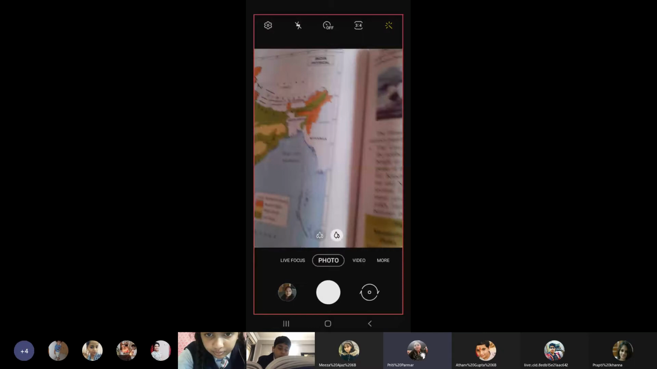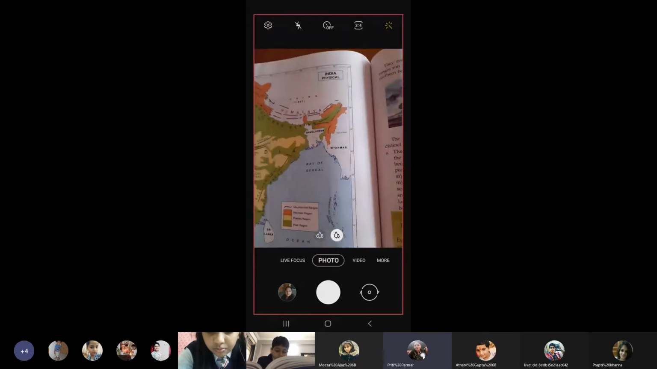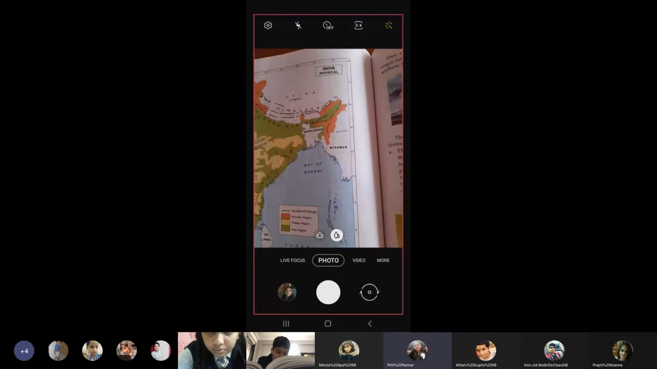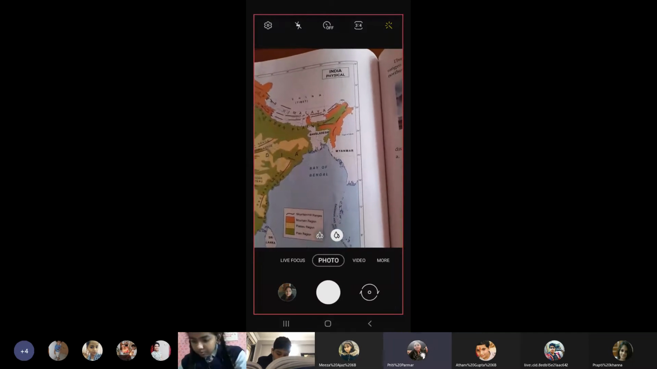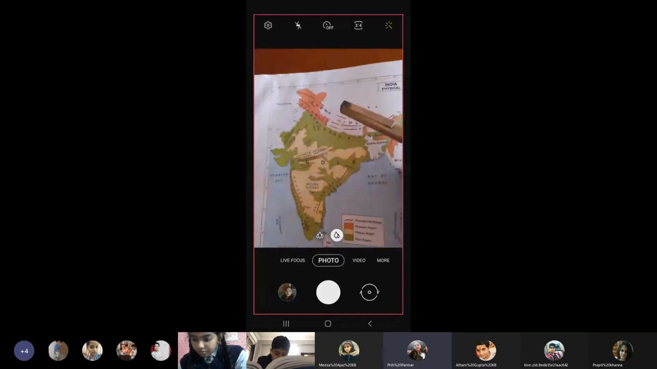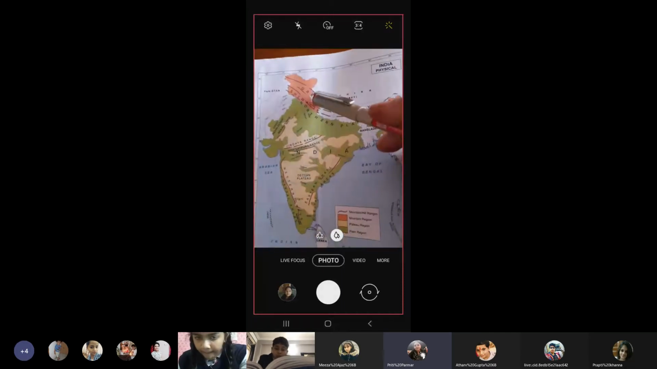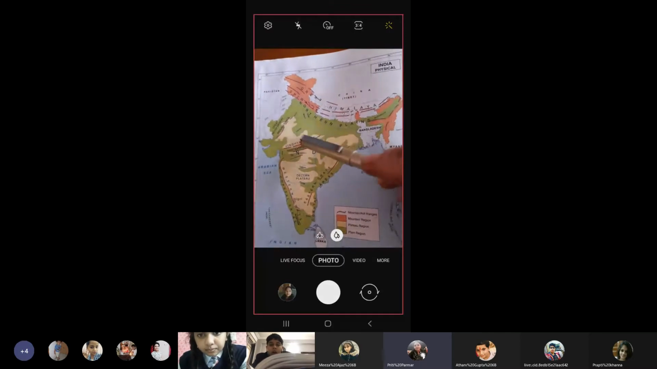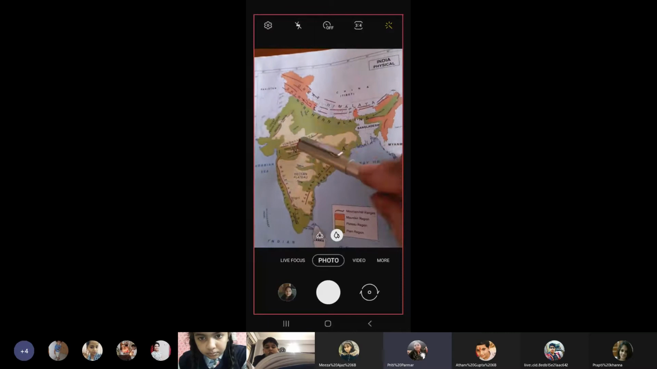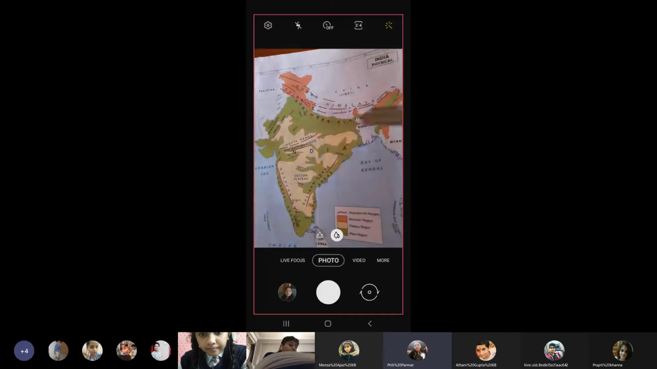Moving further, the vast northern plains lie between the Himalayas in the north and the stable tableland of the peninsula in the south. So they are telling you the northern plains lie between the mountains and the plateau region here. This is the plateau region, tableland, and this is the mountain region. So the northern plains lie in between them.